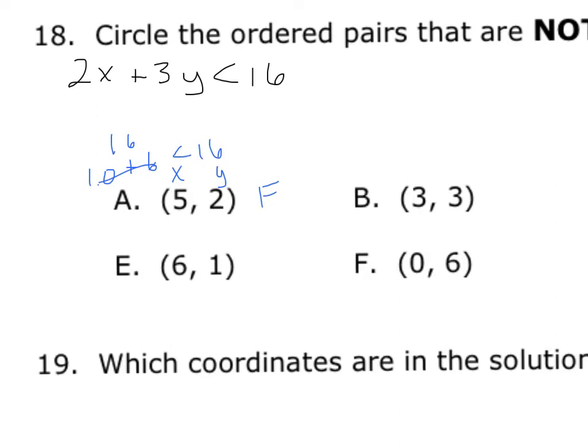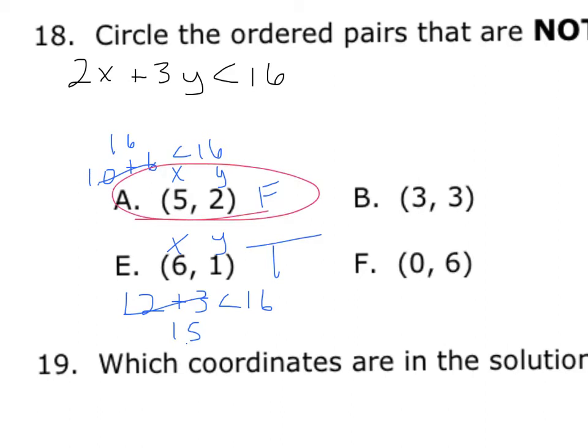Letter E, we're going to substitute x and y. Okay. So same thing, we're going to take this 6 and put it in for x. So 2 times 6 is going to be 12. And then we're going to take that 1. So 3 times 1 is 3. So plus 3 is going to be less than 16. Well, 12 plus 3 is 15. And 15 is less than 16, so that is a true statement. We were looking for ones that were not true. So A would be circled, E would not.